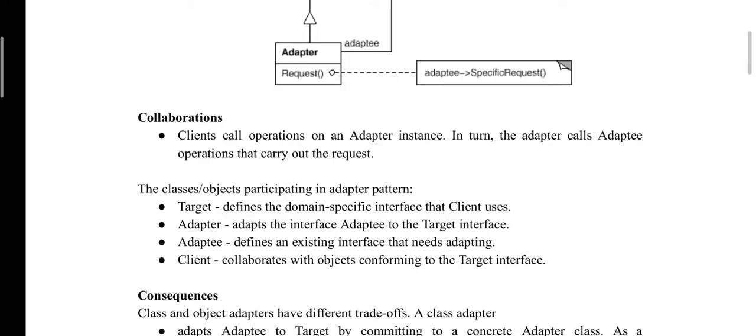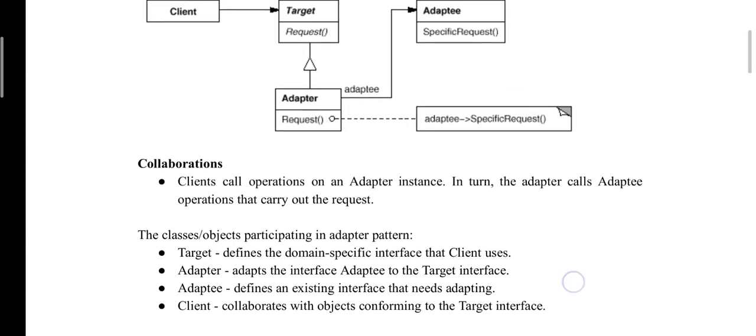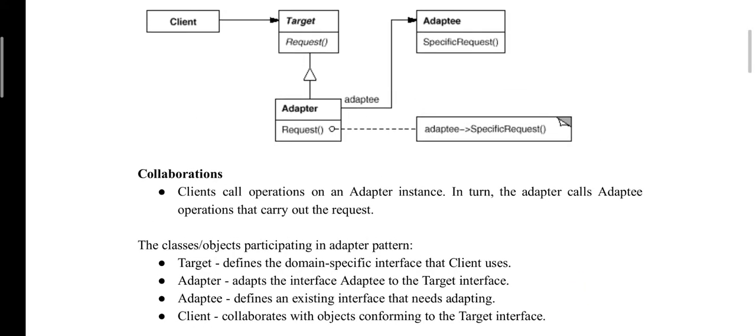The classes or objects participating in the adapter pattern are: target, which defines the domain specific interface that the client uses. Whatever interface the client uses, that domain specific interface is defined by the target class. Next is the adapter. It adapts the interface of the adaptee to the target interface. Whatever adaptation of the adaptee interface to the target interface is needed, that work is done by the adapter. Adaptee defines an existing interface that needs adapting. Then the next is the client. What the client class does, it collaborates with objects conforming to the target interface.